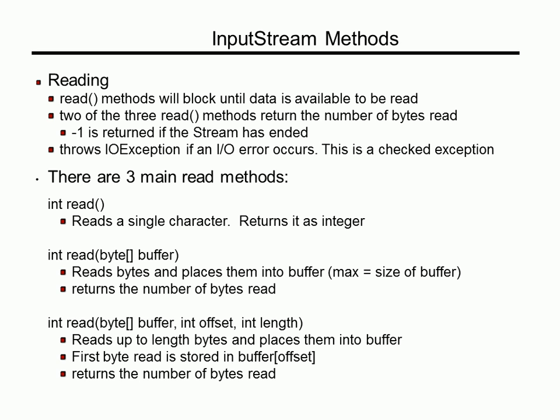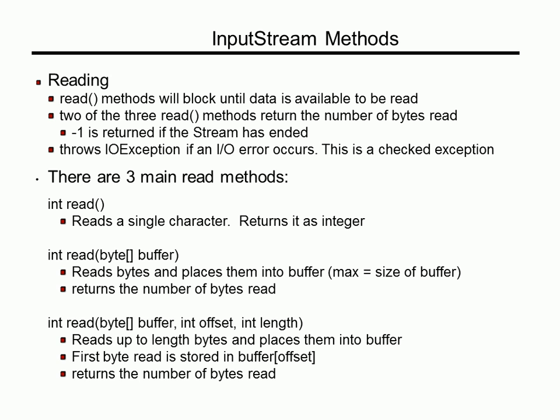So now you are coming to the 3 main methods. The first one reads a single character and returns an integer. The second one reads bytes and places them into a buffer. The maximum size of the buffer, max, is equal to the size of the buffer, and it returns the number of bytes read. Now let's proceed, I'll talk about the buffer system.